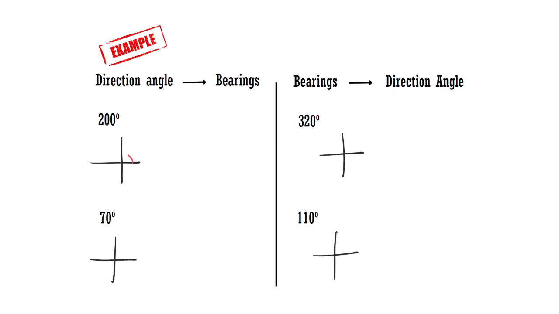So I'm thinking of just like the unit circle, 200 degrees is somewhere down here. There's my vector. That's the direction angle. Now, to look at that in terms of bearings, bearings are always based on starting due north and going clockwise. So I'm looking for that angle right there.